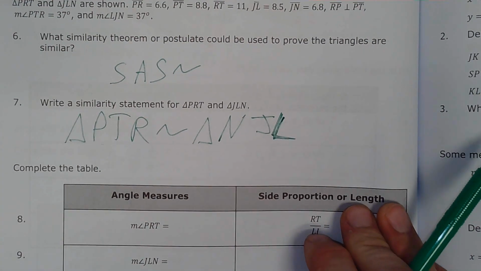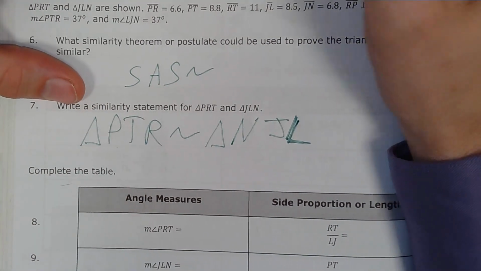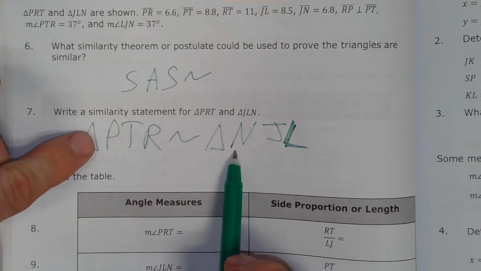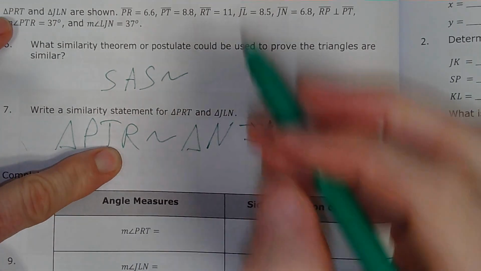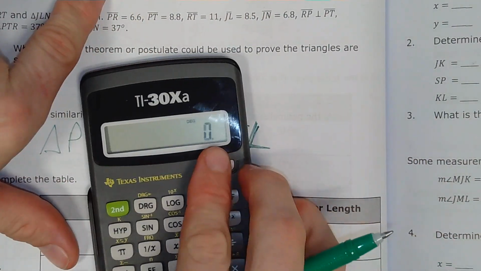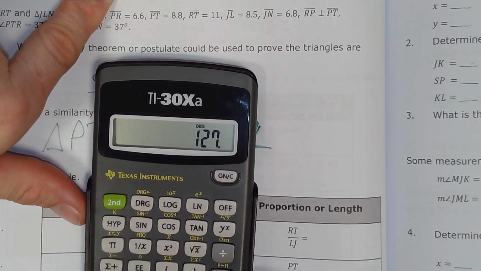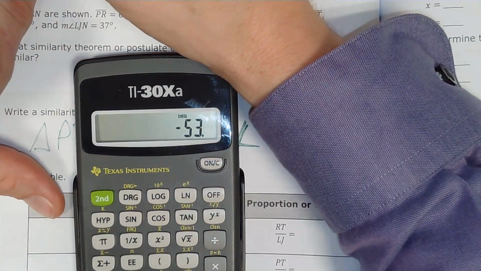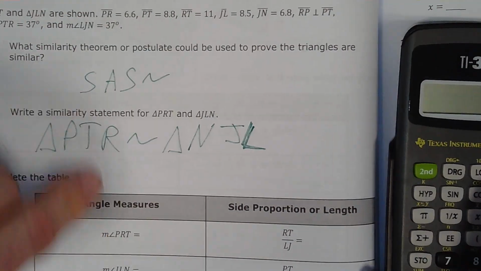All right, so now I'm going to complete this table here. If these are all similar, and this is the congruency statement, that means P and N are congruent. So that means this is a 90-degree angle, and that R and L are congruent, so this is going to be 2. If this is 90 degrees and this is 37 degrees, so 90 plus 37 equals 127, and 180 minus that, because the interior angles sum to 180, gives 53 degrees. This will be 53 degrees.